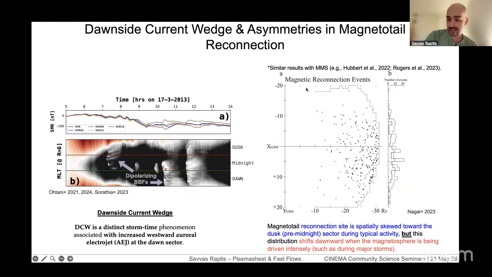A connected phenomenon to this has to do with where magnetotail reconnection is being found. Here you can see from Nagai et al. 2023, the survey from Geotail data, where they noted that while magnetotail reconnection is found mostly in the pre-midnight sector during typical activity, when we have a strong solar wind driver, such as during storms, there seems to be a shift towards the dawn where reconnection mostly occurs.